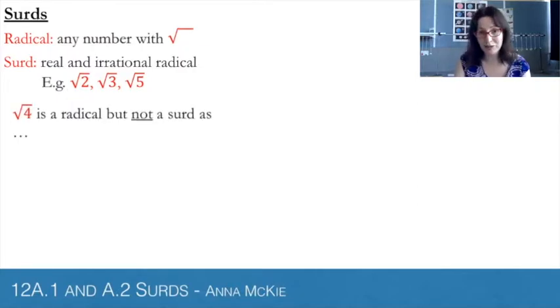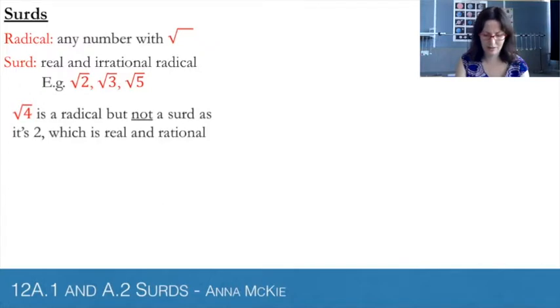So it's a radical because it's got the square root sign, but it's not a surd because what's the answer to root 4? That's 2. And that number is real and rational. So essentially what we're saying is that if the number under the square root sign is not a perfect square number, then you have a surd. Those numbers 2, 3 and 5, they're irrational numbers, and so they're defined as a surd. And if they've got the square root sign, it's defined as a radical.